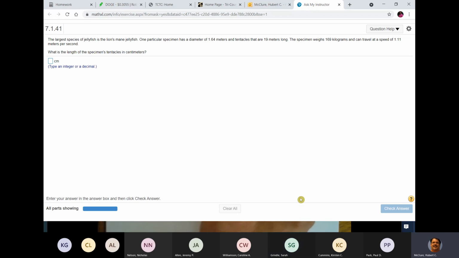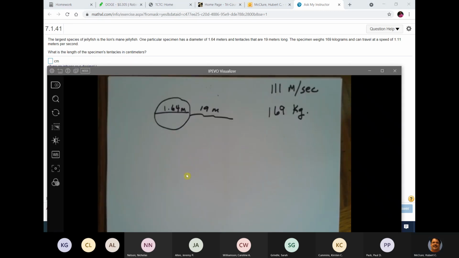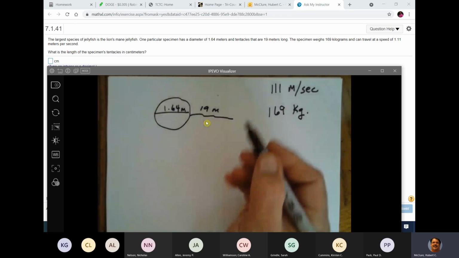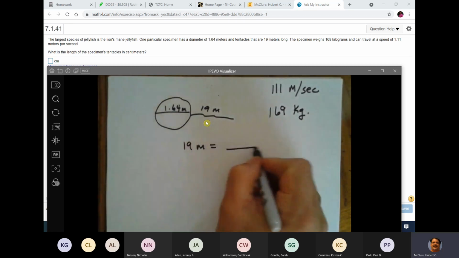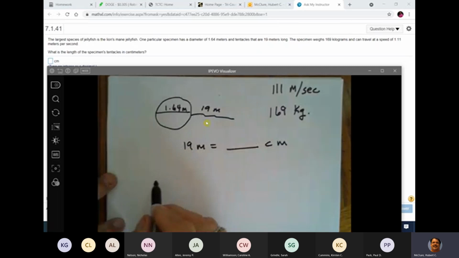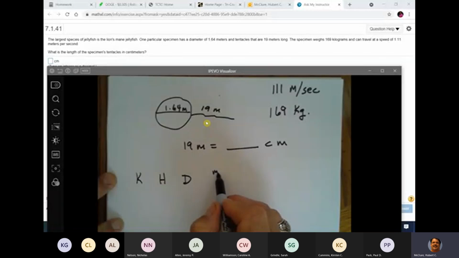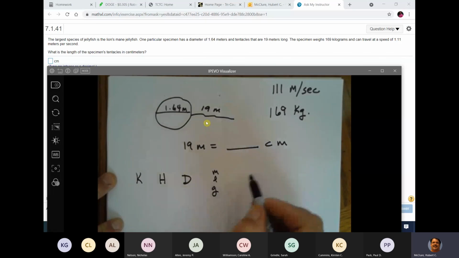The specimen weighs 169 kilograms and can travel at 111 meters per second. I'm just writing down the information. What is the length of the specimen's tentacles in centimeters? Okay, 19 meters equals blank centimeters. So King Henry died, meters, liters, grams, drinking chocolate milk.